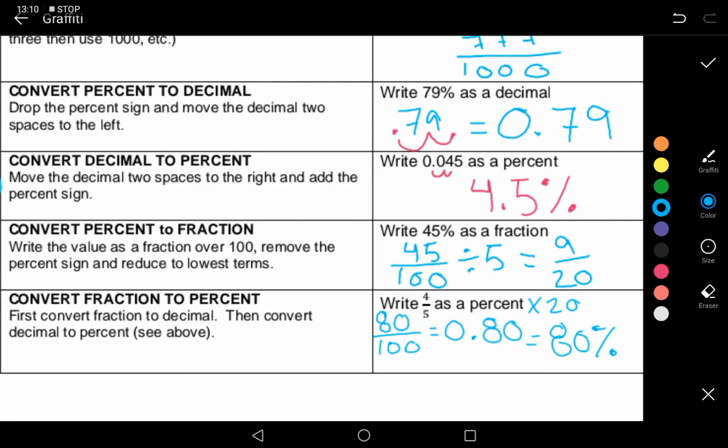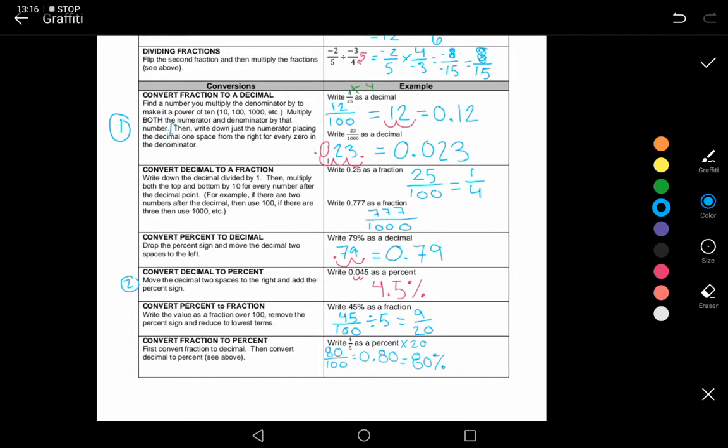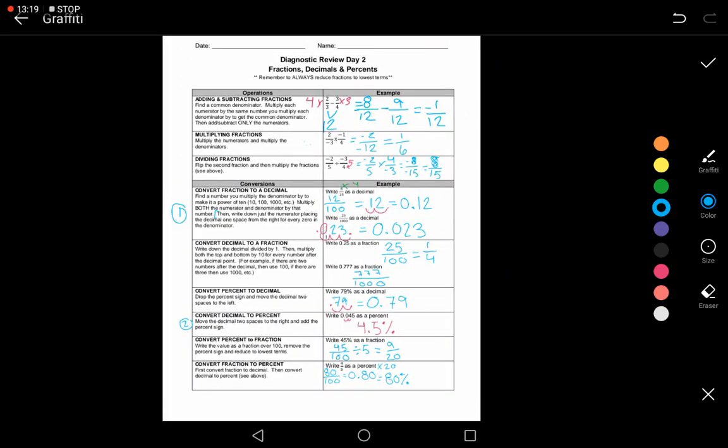And again, I know that was a kind of confusing process for such a simple thing. So if you don't need all of that work for any of these, don't worry too much about it, but obviously know how to go from fractions to decimals and percents and vice versa, as well as your operations with fractions.